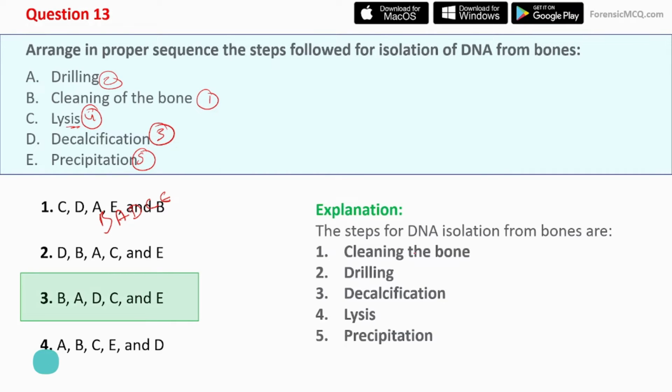Here is the explanation part. I already stated: first is the cleaning of the bone that removes any dirt. Second is drilling that is used to remove the hard interior of the bone. After that, decalcification is done because, as you know, the bones are mostly made up of calcium. So decalcification removes the calcium and gives access to cellular material. And after that, the lysis will take place. It breaks down the cells and releases the DNA. And precipitation helps to remove all the cellular materials, leaving behind the DNA in concentrated form.